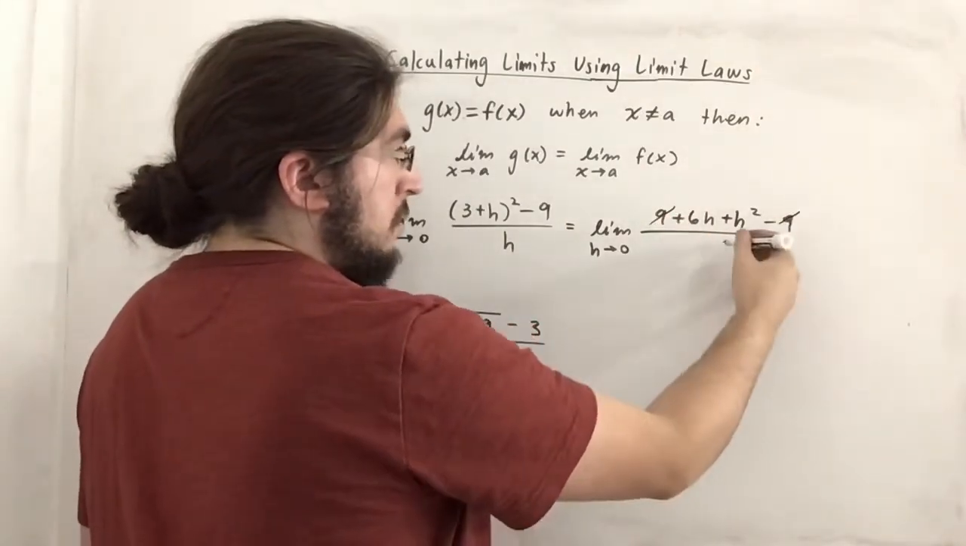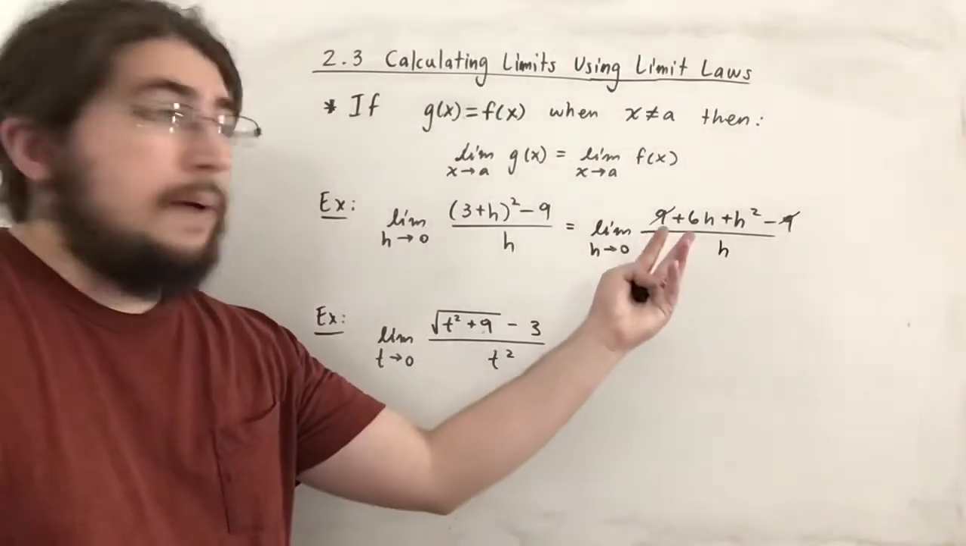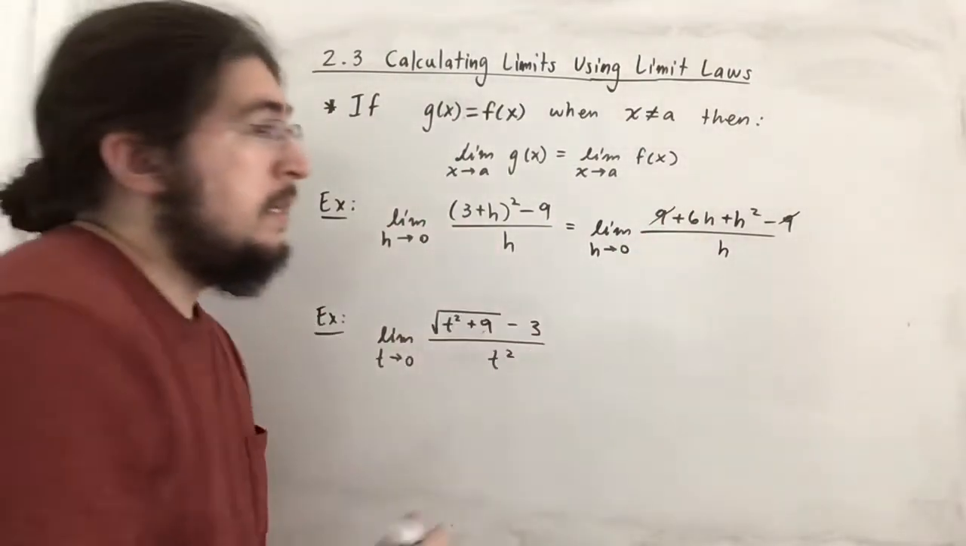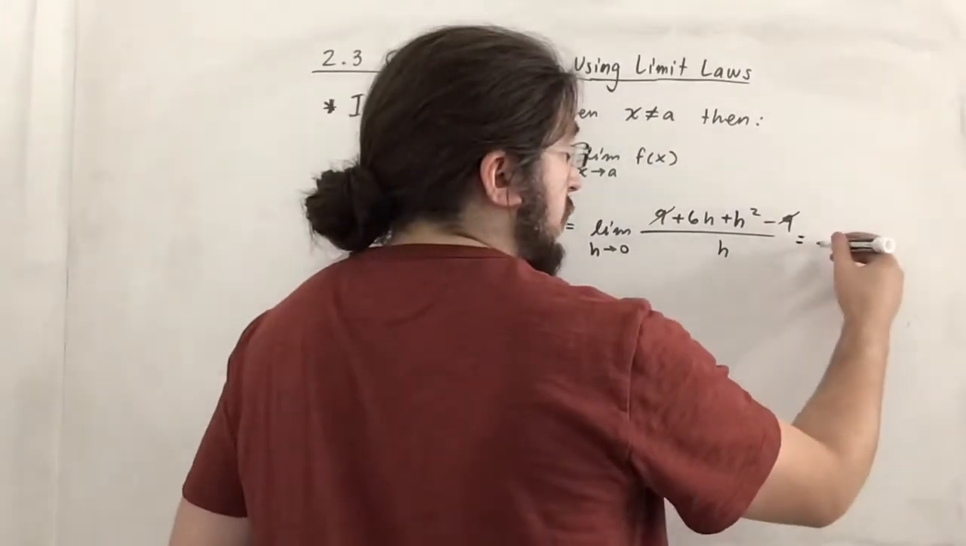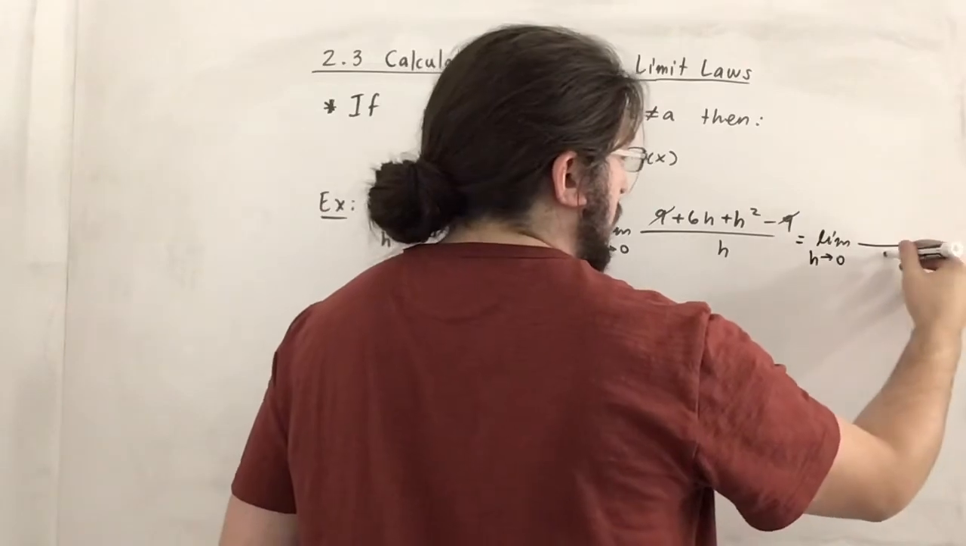Here the 9's cancel, we're still over h. But now notice that at the top, the two terms we have left over both contain h. So we can actually factor that out from the numerator. So we're still in the limit as h goes to 0 of the top over h.